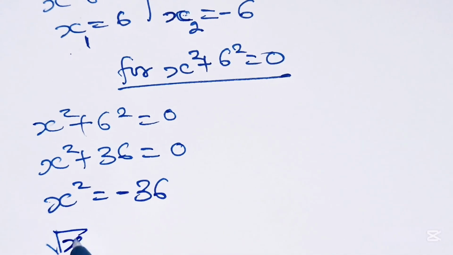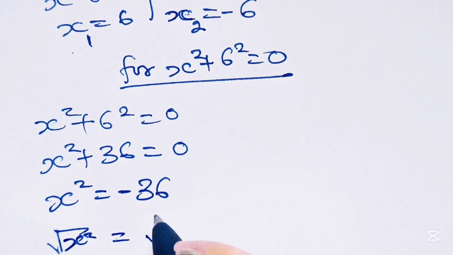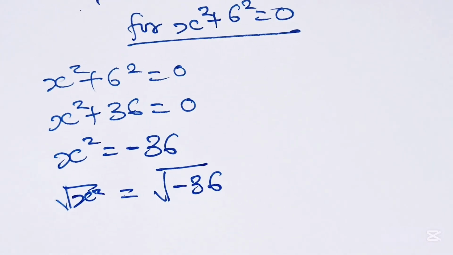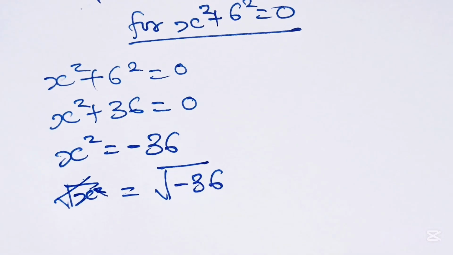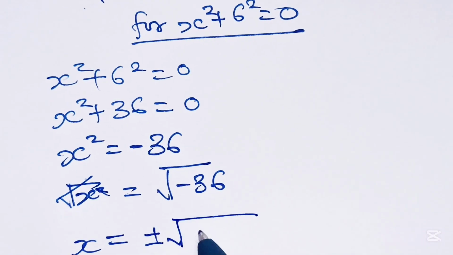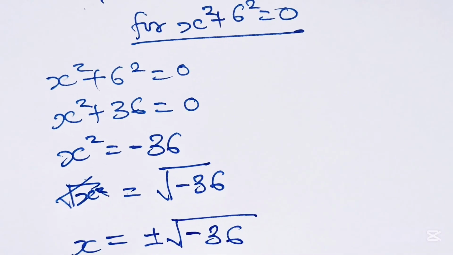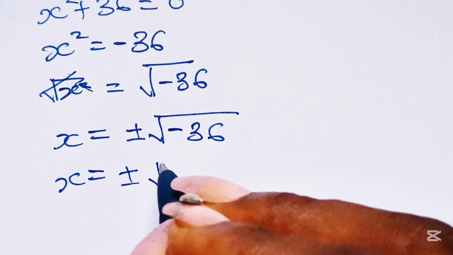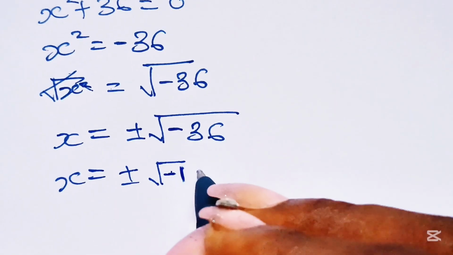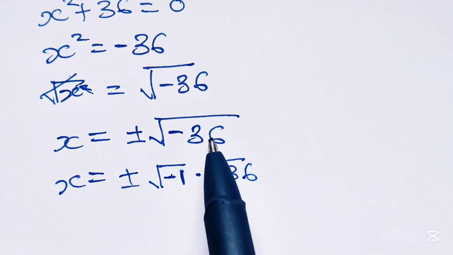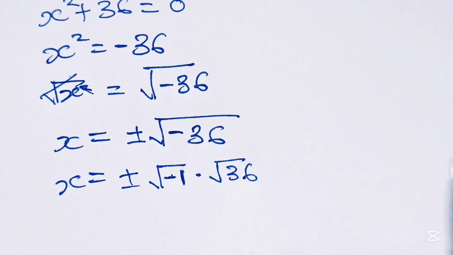So we have square root of x squared is equal to square root of minus 36. All right, so the square is going to cancel this square root, so we have x is equal to plus or minus square root of minus 36. So x is equal to plus or minus square root of minus 1 multiplied by square root of 36, right? Because minus 36 is the same thing as minus 1 times 36.